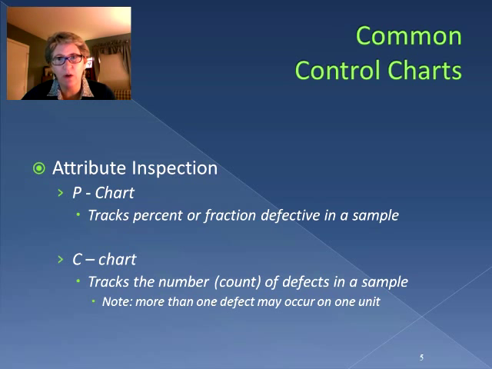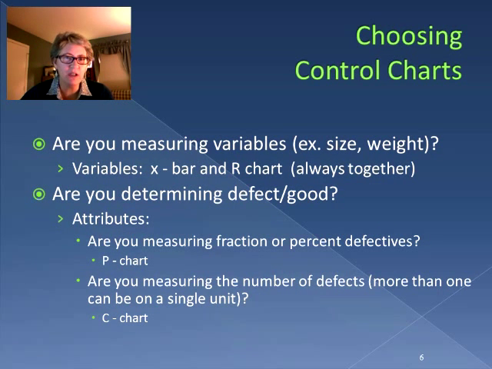If you're trying to figure out what kind of control chart to use, the first thing you have to identify is, are you measuring variables such as a size or weight or something like that? In which case, you're looking at the variables control charts, in which case we'd be using an X bar and an R chart, always together. But if that's not what we're doing, are we just counting or trying to figure out a percent defective, then we're looking at attribute control charts. So if we're measuring a fraction or a percent defective, we're going to be looking at a P chart. And if we're just counting the total number of defects, then we're going to be looking at a C chart.